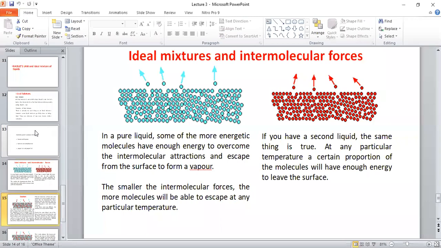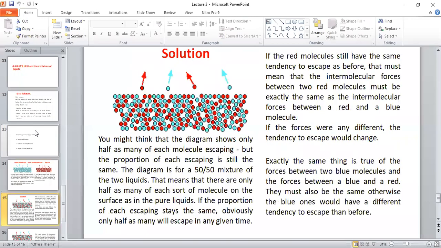That is what you see here in this slide, 50-50 of it. So that means that there are only half as many of each sort of molecule on the surface as in the pure liquid. So if the proportion of each escaping stays the same, obviously only half as many will escape in any given time. I hope you're following me. Only half as many will escape at any given time.